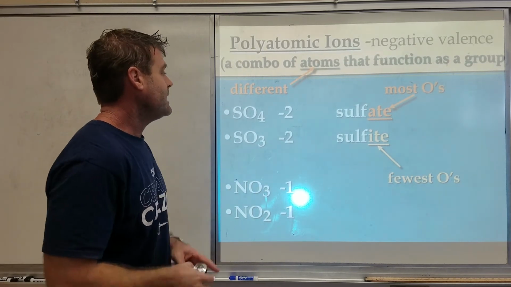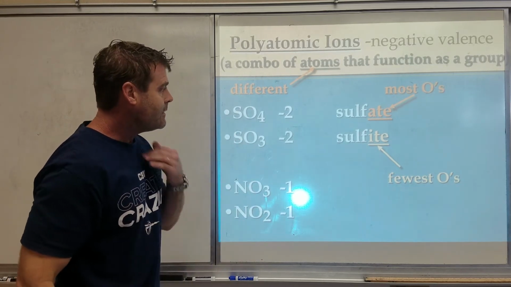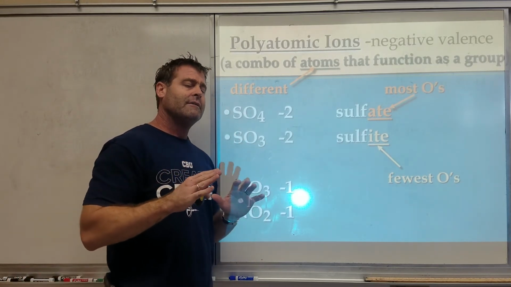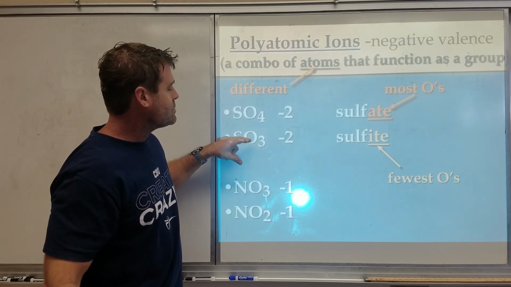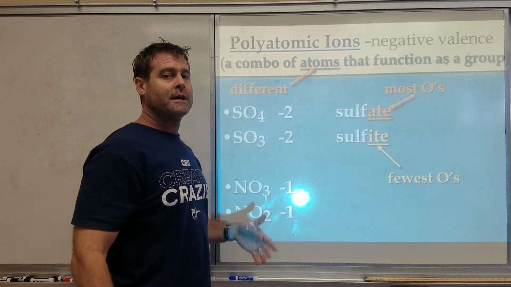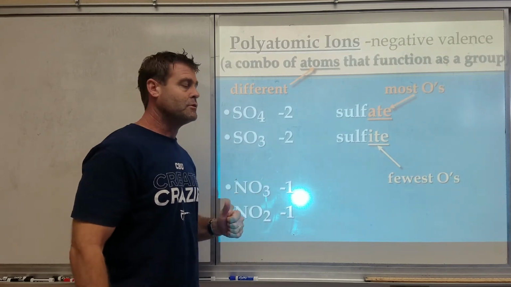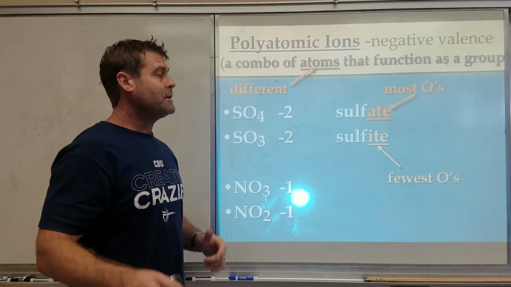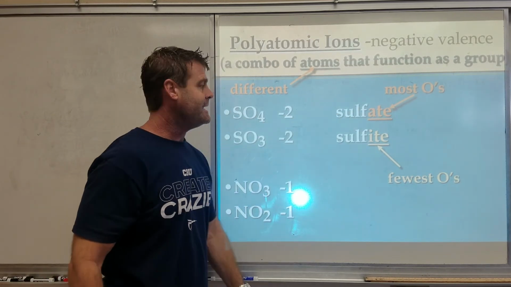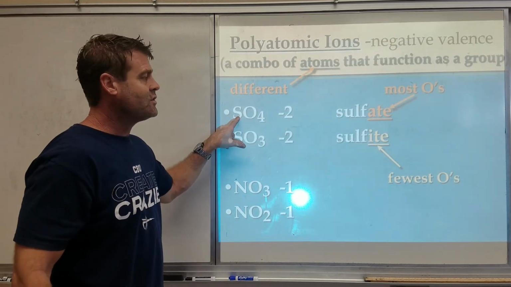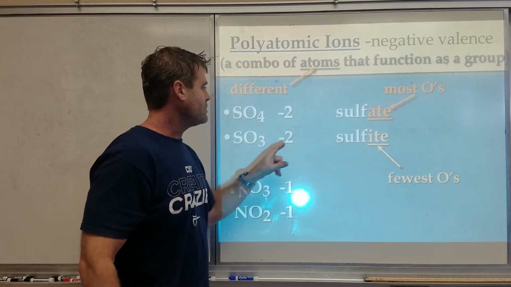Once again, you're just going to have to study your valence sheet until it sits in your brain. You notice the way they name things now. They try to have somewhat of a pattern to help you. Notice this one has 4 oxygens, this has 3. Typically, your polyatomic ions are going to have oxygens in them. Typically, the ones that have the most oxygens end in -ate, and the ones that have the least oxygens end in -ite. You see where the sulf comes from, the fact that it's sulfur. So SO4 is sulfate, SO3 is sulfite.